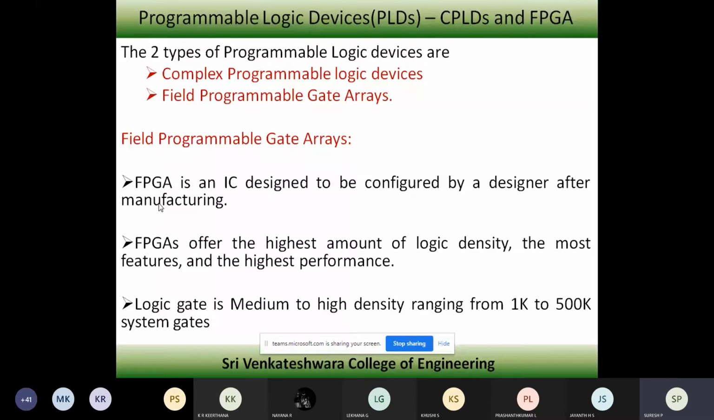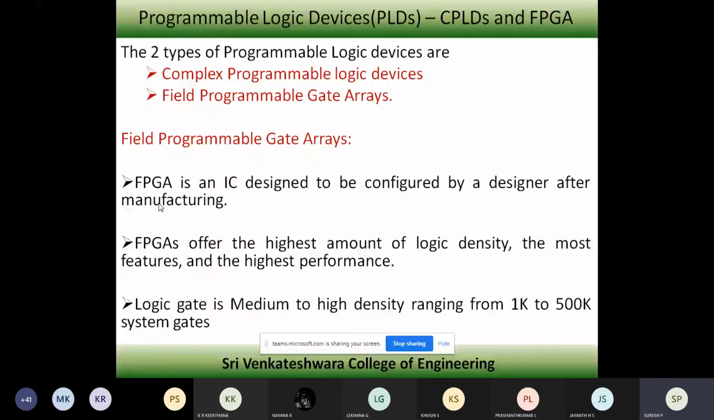Okay. So once it is designed and it comes to the market, it is up to the developer what different functionalities he has to provide to that particular IC. When you are programming after designing it, that particular type of logic device is called a field programmable gate array. So these ICs are designed to be configured by a designer only after manufacturing.